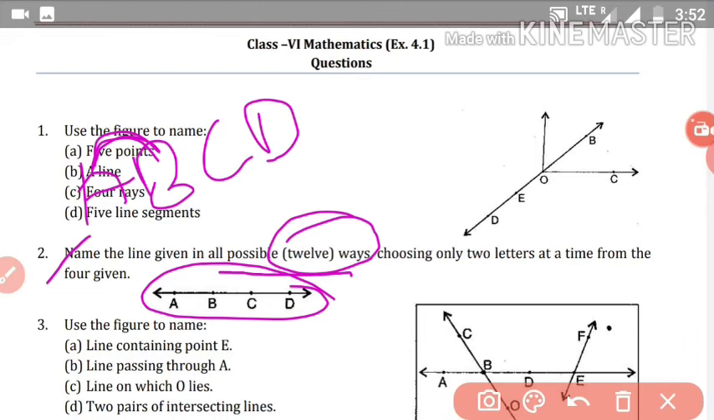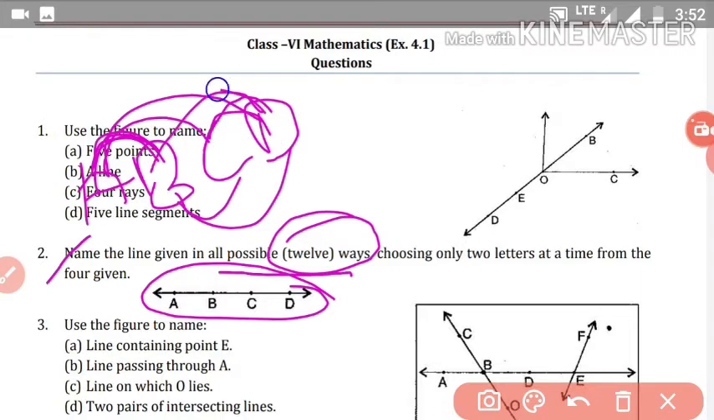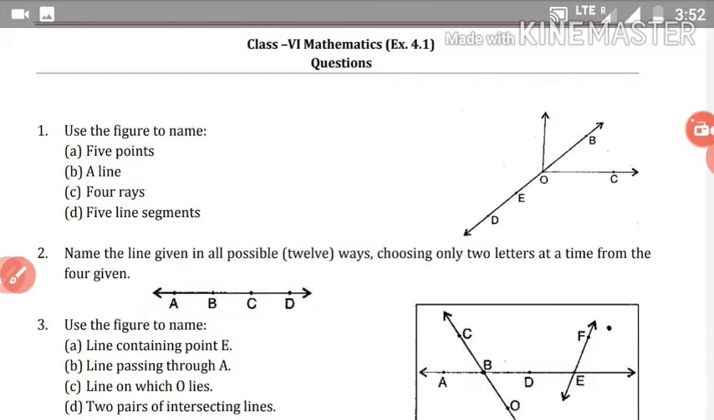Now you have to take only 2 and write all possible, means 12 ways. You have to write 12 lines, okay? Now you can say AB is one line, again AC is another line, again AD also another line, isn't it? In the same way BC is one line, again BD is one line and CD is a line, isn't it? In the same way, in the opposite way, DC is one line, DB is one line, DA is one line. In this way you have to write. I will show you the answer.